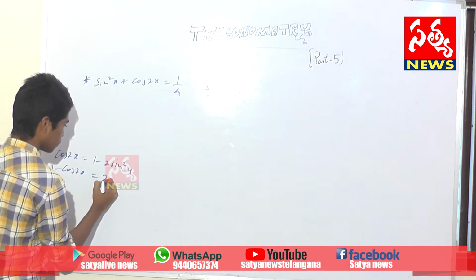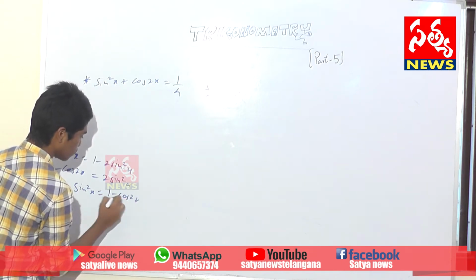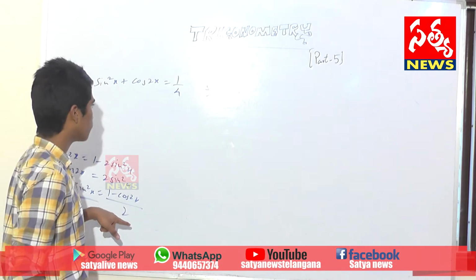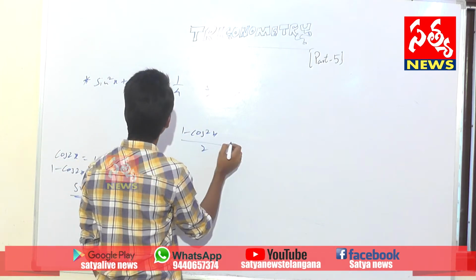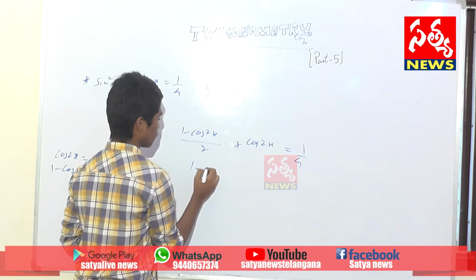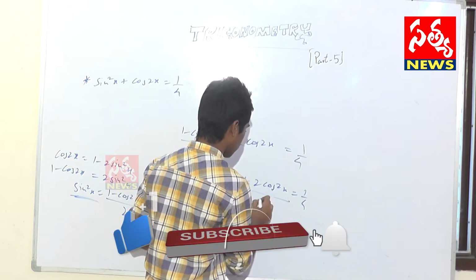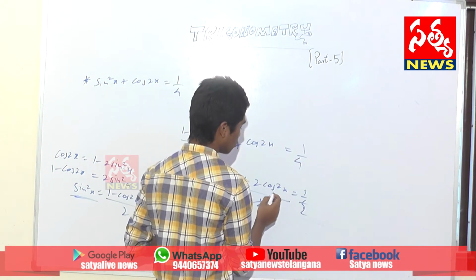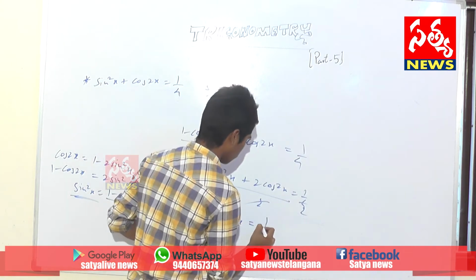1 minus cos 2x is equals to 2 sin square x. Sin square x is equals to 1 minus cos 2x by 2. See, in the place of sin square x, we can write 1 minus cos 2x by 2. So I am writing that 1 minus cos 2x by 2 plus cos 2x is equals to 1 by 4. Doing LCM, 1 minus cos 2x plus 2 cos 2x is equals to 1 by 4 by 2. 2 1s, 2 2s. 1 minus cos 2x plus 2 cos 2x. 1 minus cos 2x is equals to 1 by 2.